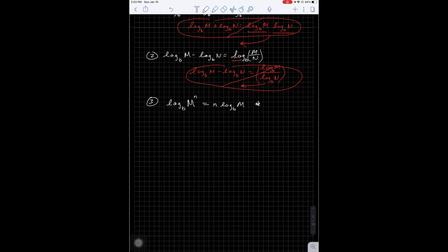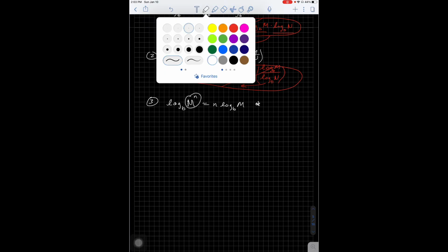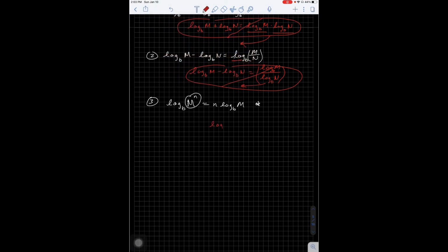Now, the power has to be just on the thing that you're taking the log of. It's not around the whole thing. So let me show you what I did not write. I did not write that the log of b of m, with the whole log taken to a power, is equal to the power times the log. These are not equal. This is illegal. The power has to be just on the thing that you're taking the log of.